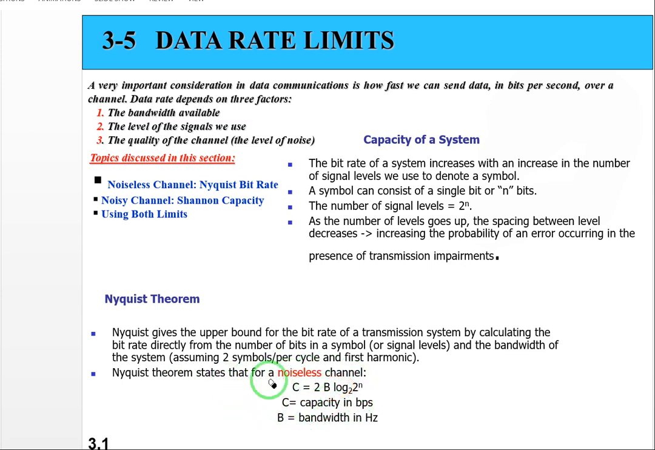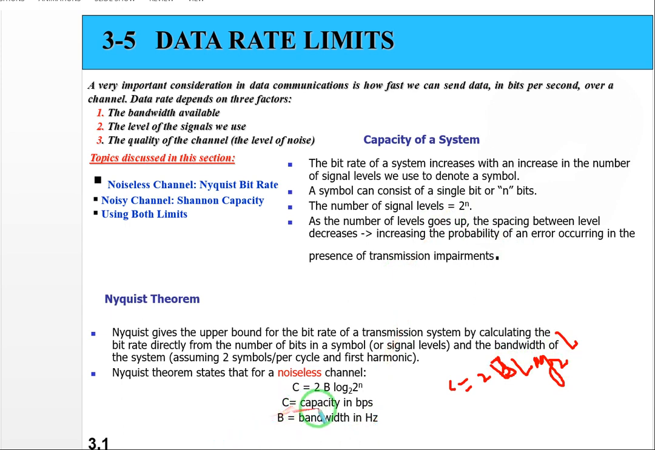So the Nyquist theorem is stated for a noiseless channel. Noiseless channel means there is no noise. So the capacity is equal to 2B log of 2 raised to power n, where 2 raised to power n means L. So you can also write it like this: C is equal to 2B log 2L, where B is the bandwidth, because 2 raised to power n is equal to the level.